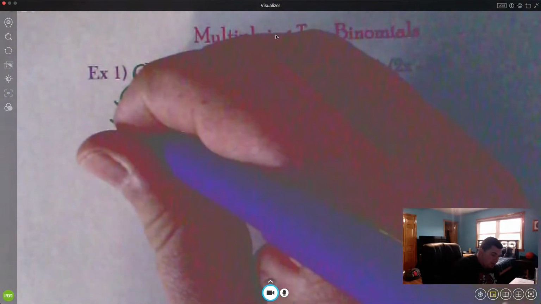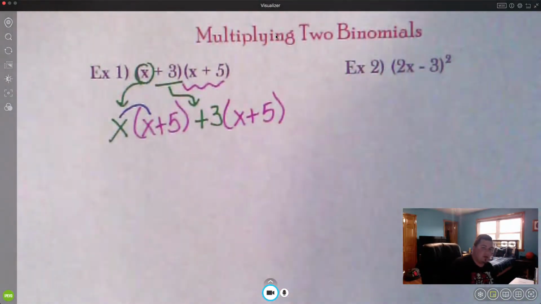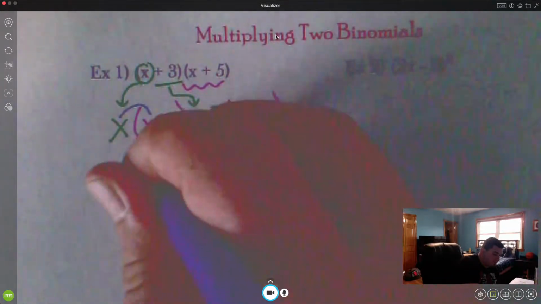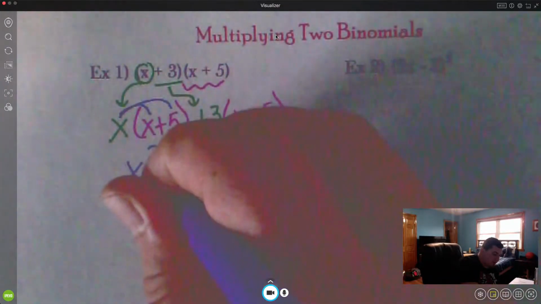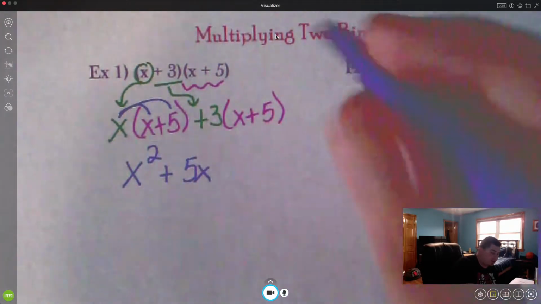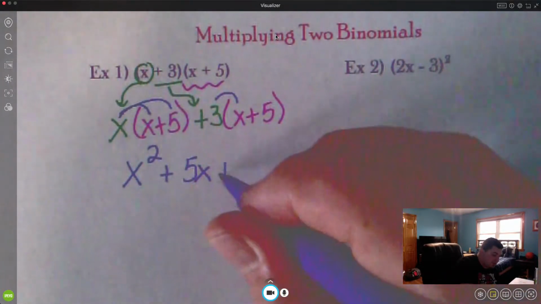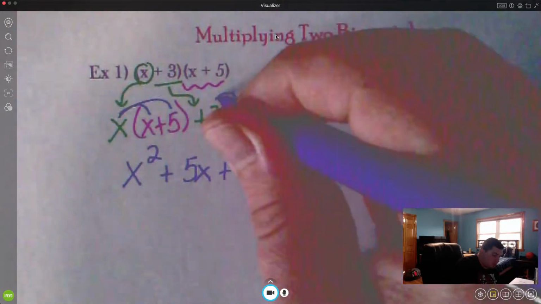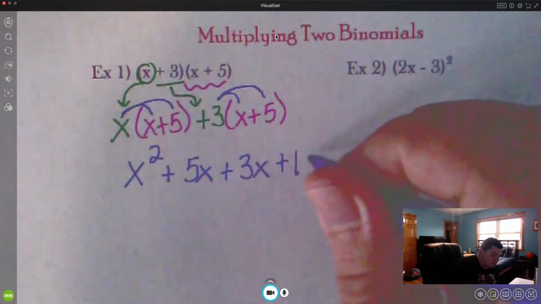We're going to take our x, and we're going to distribute that x in. So x times x is x squared. x times 5 is 5x. And then I'm going to go to the next one, and we're going to distribute the 3 in. 3 times x is 3x. 3 times 5 is 15.